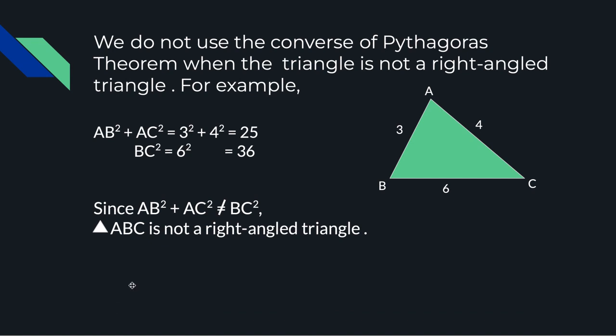We do not use the converse of Pythagoras theorem when the triangle is not a right-angled triangle. For example, doing the same, we work out the squares and compare the result. Then in this case, since AB squared plus AC squared is not equal to BC squared, we conclude that triangle ABC is not a right-angled triangle.